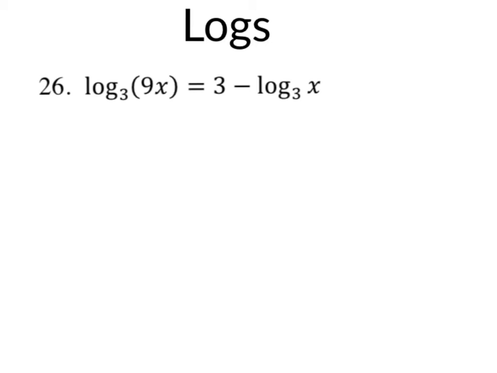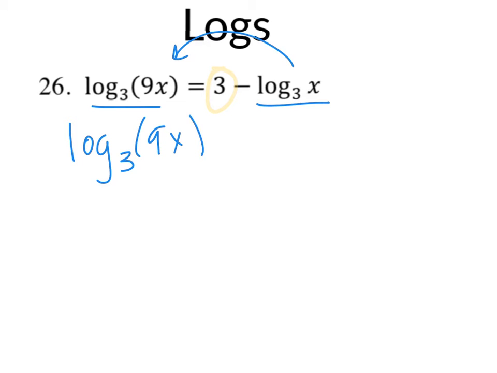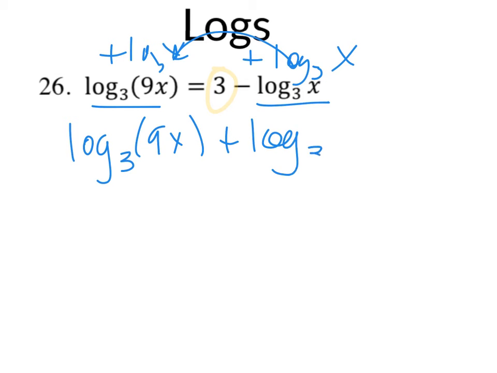Last but not least, now this one's even a little trickier because unlike the first one, where we had log equals log, this time we have this little 3 here, okay? So that means we can't let 9x equal x because there's a 3 here. So we have to do something else, and that something else is a log property. In order to use log properties, the logs have to be on the same side. So we're going to go log base 3 of 9x, we're going to add log base 3 of x to both sides, plus log base 3 of x, and that equals 3.